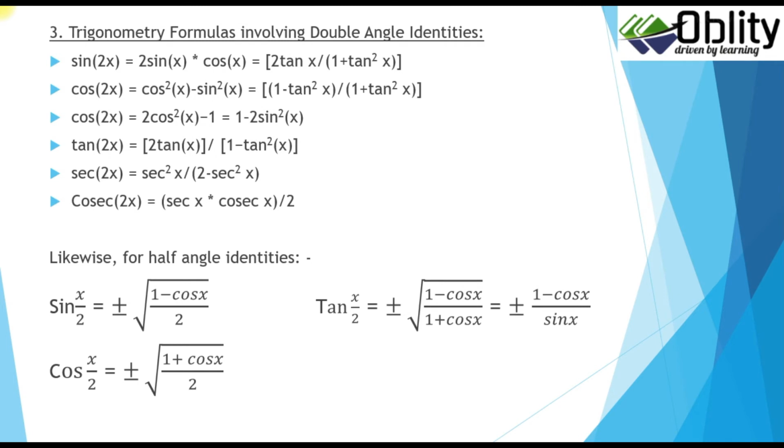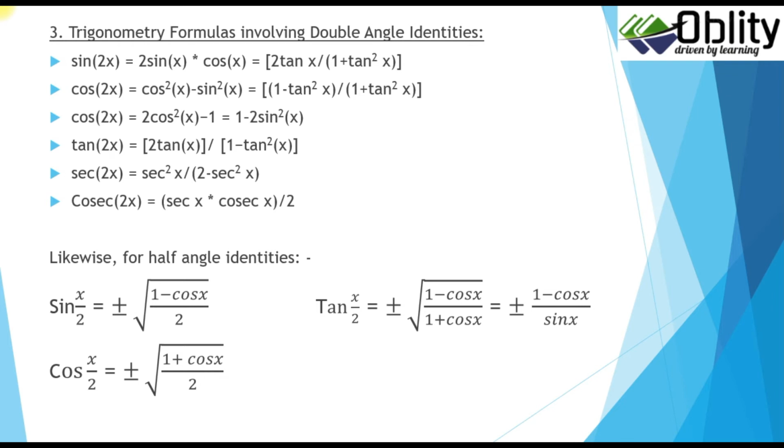Sin 2x is equal to 2 sin x multiplied by cos x, is equal to 2 tan x divided by 1 plus tan square x. Cos 2x is equal to cos square x minus sin square x, is equal to 1 minus tan square x divided by 1 plus tan square x.